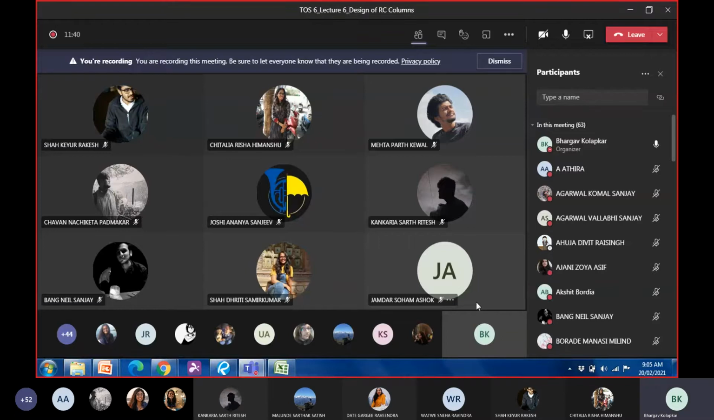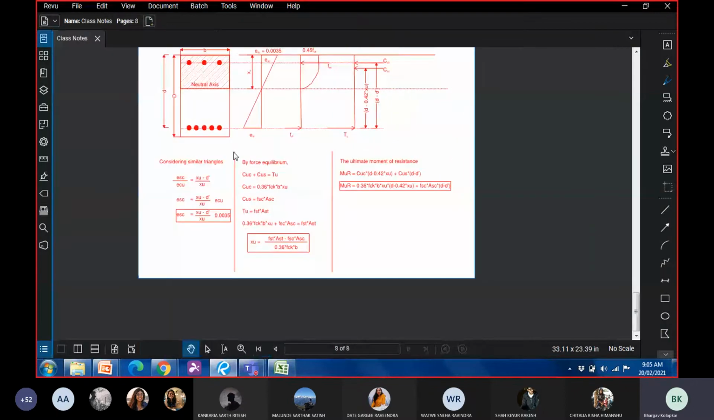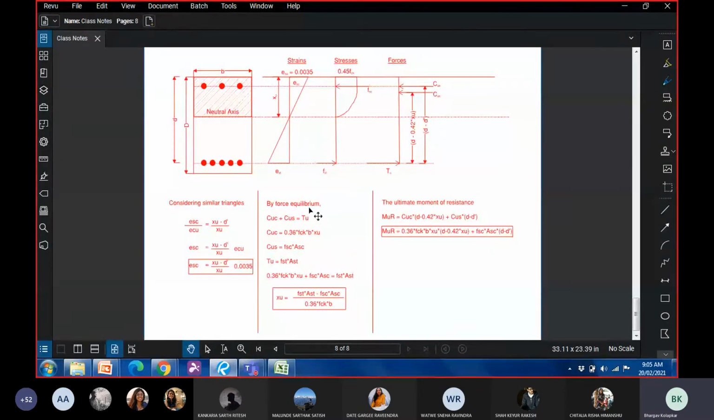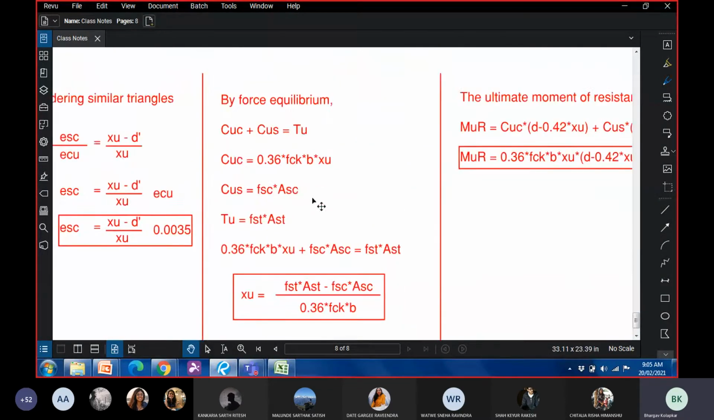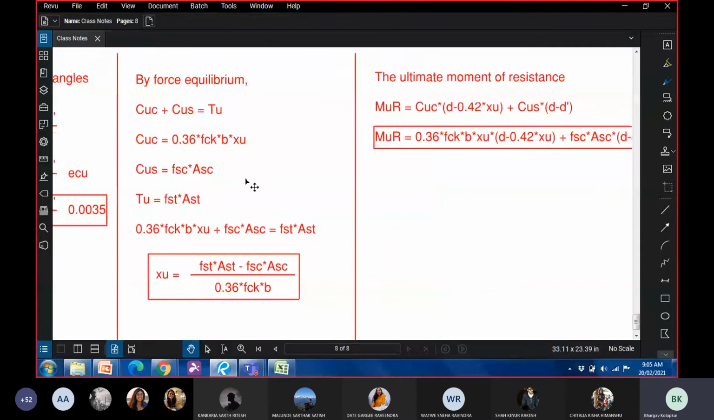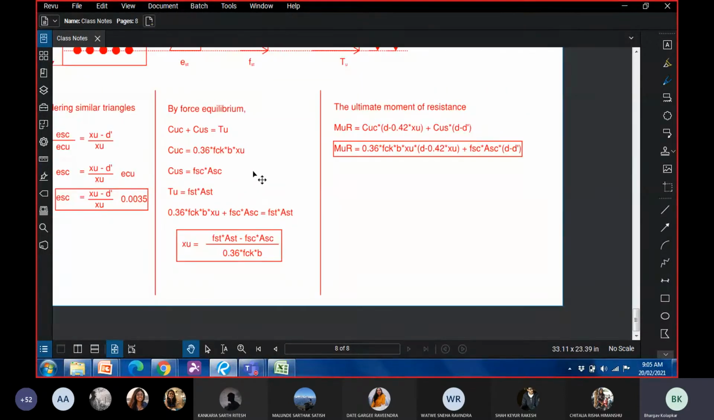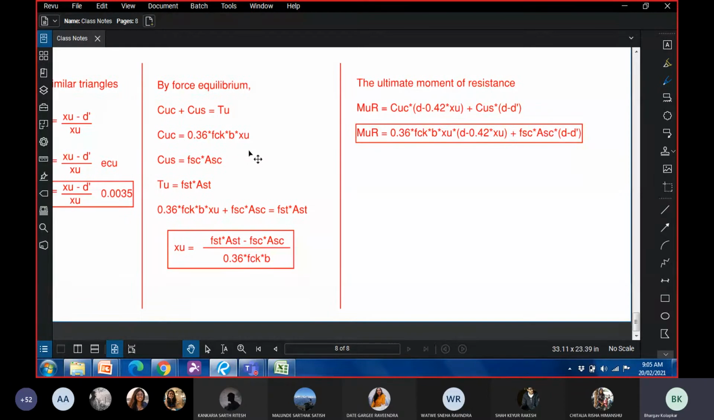So we just looked at the design of doubly reinforced beams and the analysis of doubly reinforced beams, and this is where we stopped. Okay, so last time, since we were in a little bit of a hurry to finish this up, there was something that I could not explain, and I wanted to explain it so that we have all our equations perfectly matching.